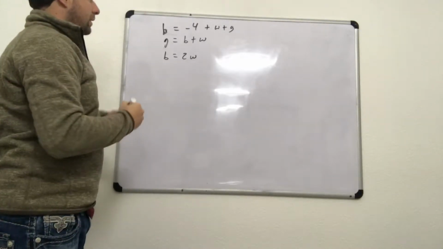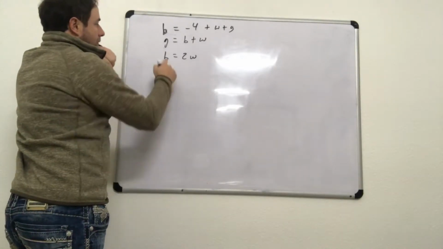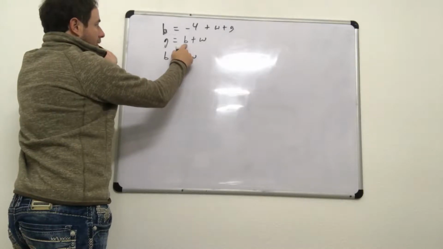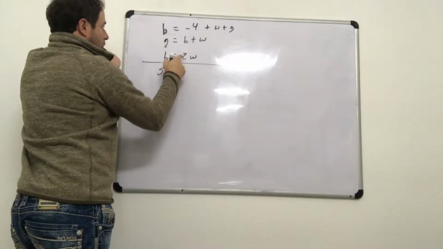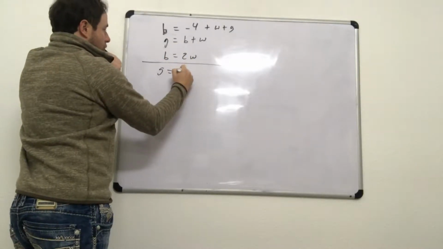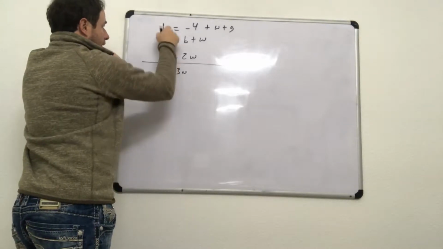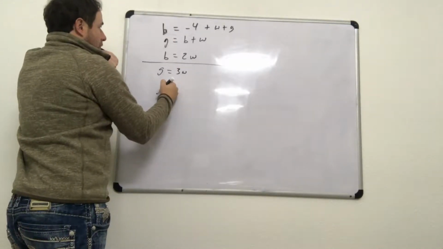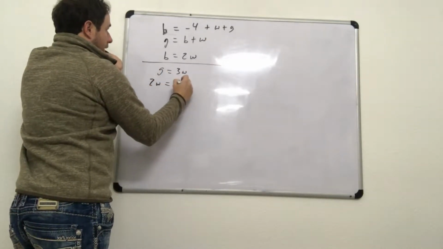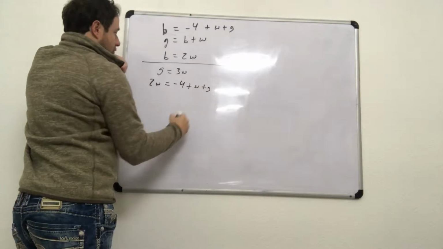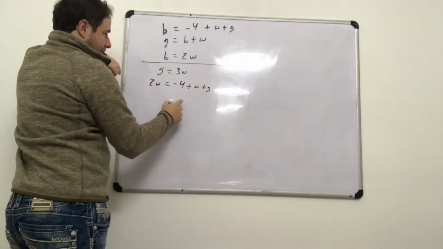Lots of ways that you can attack this. I would probably take the B and put it in for the B here. So you end up with G equals, and B for B is 2W, so G equals 3W. And then you plug this one in for up here, so you get 2W equals -4 plus W plus G. So now we have WG, WG, and you can solve for it.